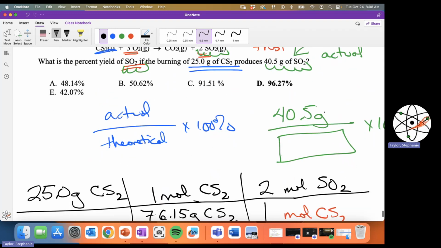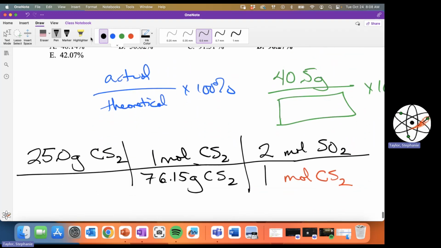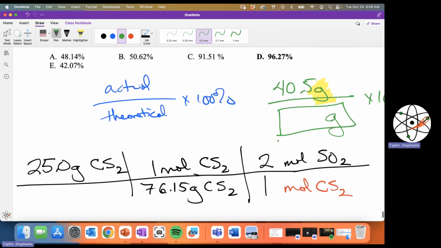And then because in percent yield, I'm already in grams here, that means that I need this to also be in grams. I need those units to match each other. They could both be in moles. So they can both be in different units, but they have to be the same. So those units cancel out. So I'm left with percentage.